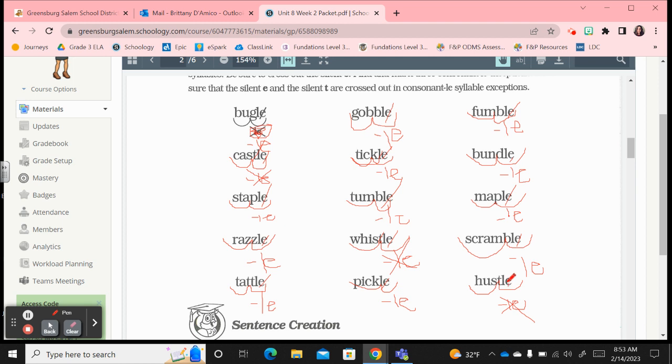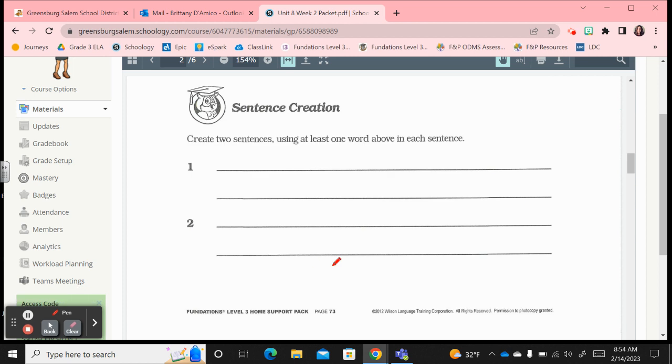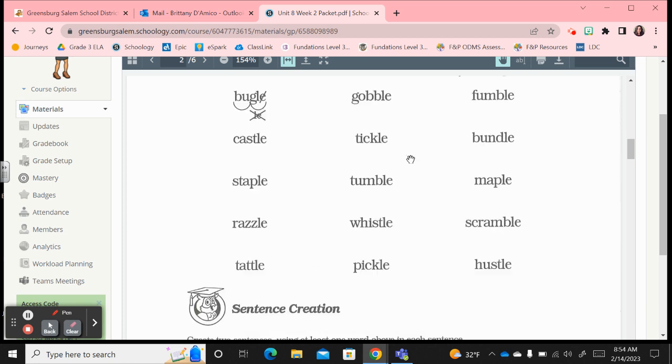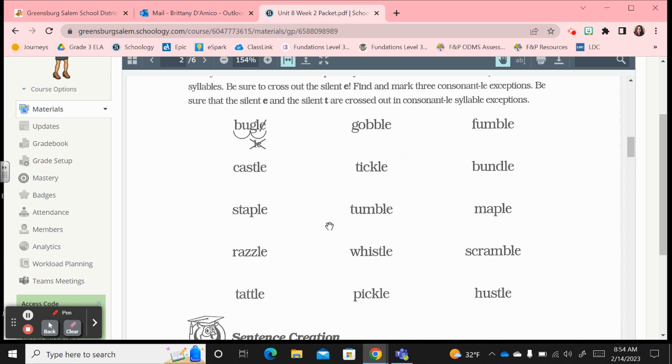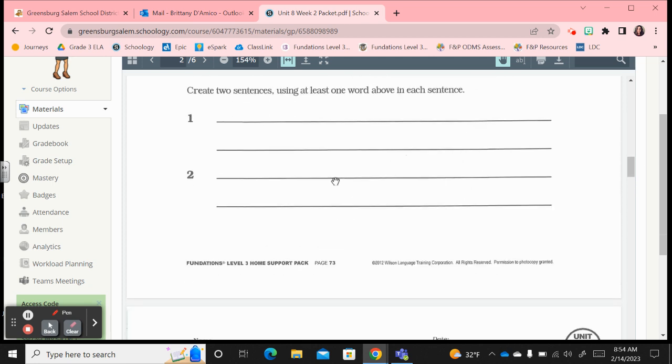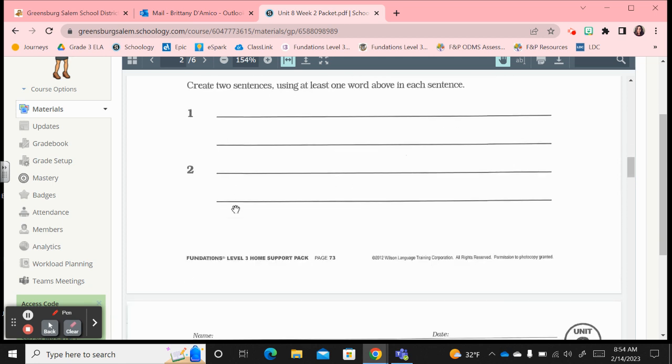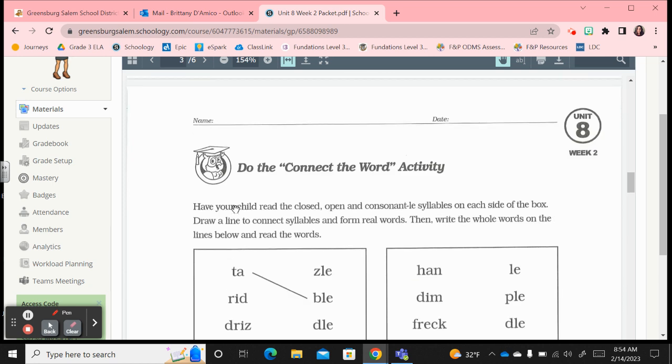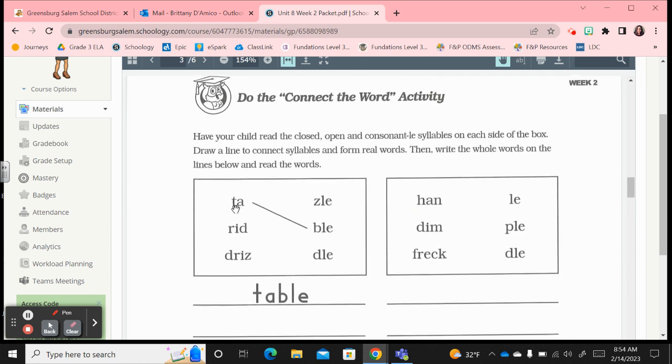Excellent work with that section. Now down at the bottom, it says, create 2 sentences using at least 1 word above in each sentence. If you can come up with more than 1 word in a sentence, that would be awesome too. Just make sure you start with a capital letter and end with punctuation. Move on to the next page.